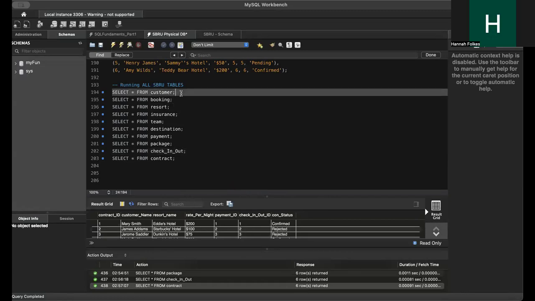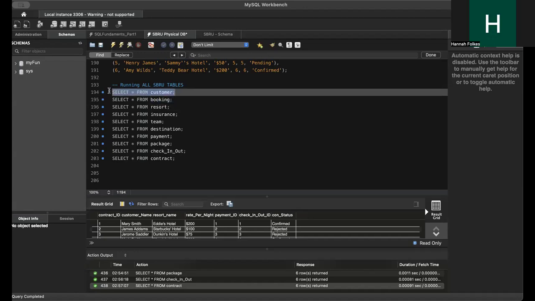Today I'm going to explain my SBRU database. So real quick, SBRU stands for Spring Break R Us, and it's a travel agency that helps college students find affordable discounts for planning a group or individual vacation for either the spring or winter break. Basically, my database has 10 tables, and I'm going to explain what each one is right now.